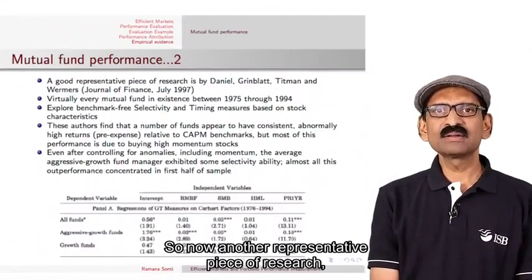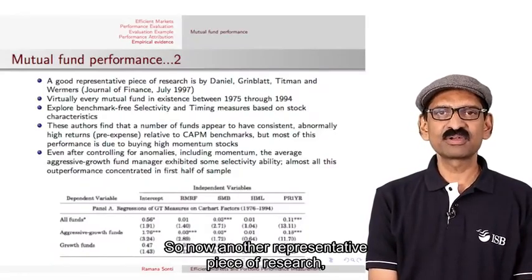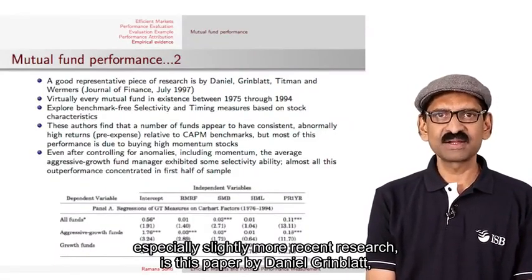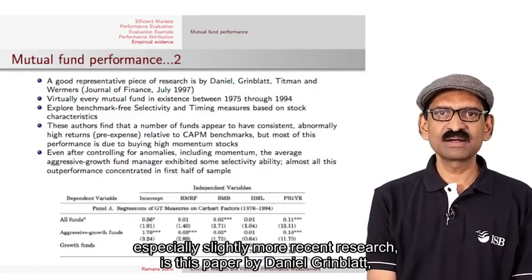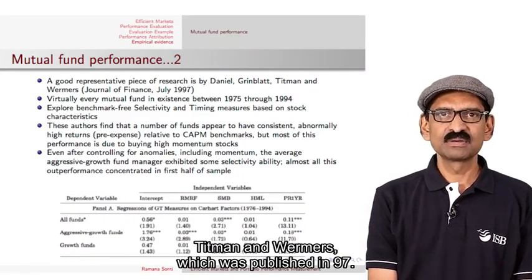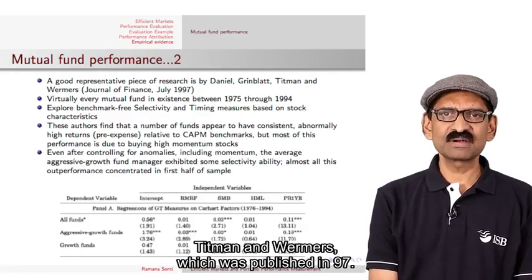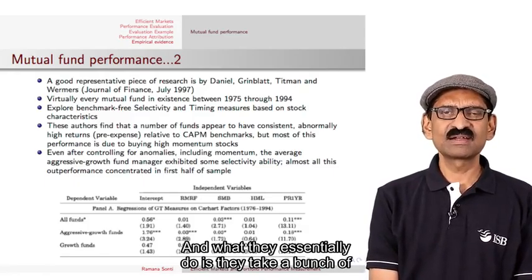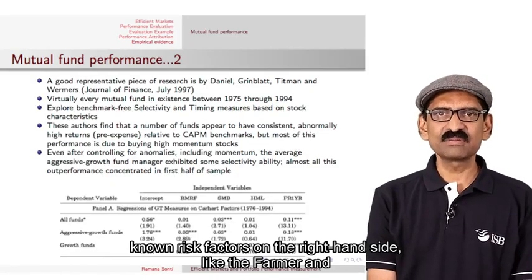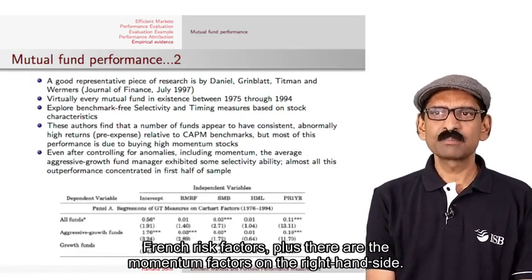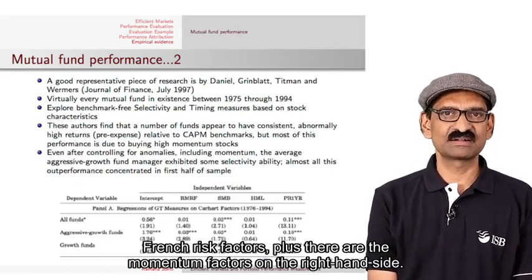So now another representative piece of research, slightly more recent, is this paper by Daniel, Grinblatt, Titman and Wermers, which was published in 1997. What they essentially do is take a bunch of known risk factors on the right hand side, like the Fama and French risk factors, plus they add a momentum factor on the right hand side.